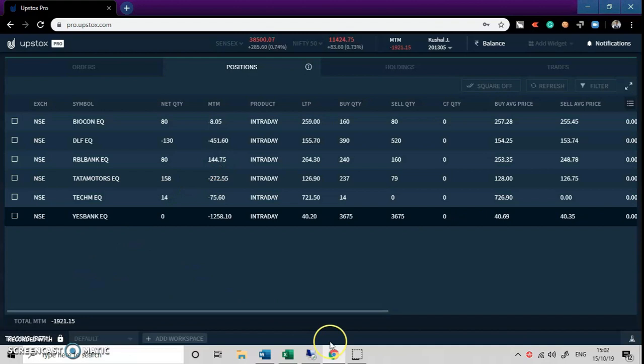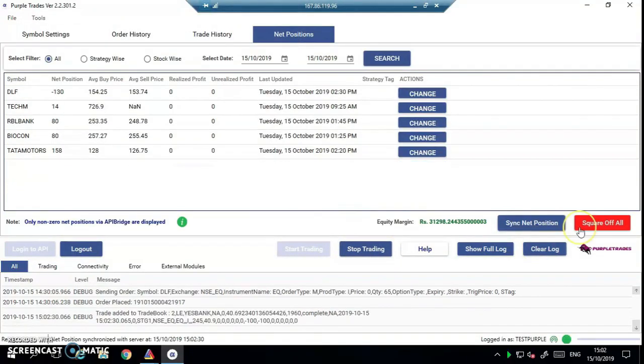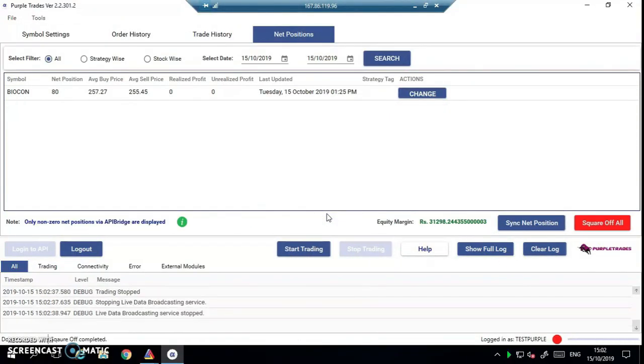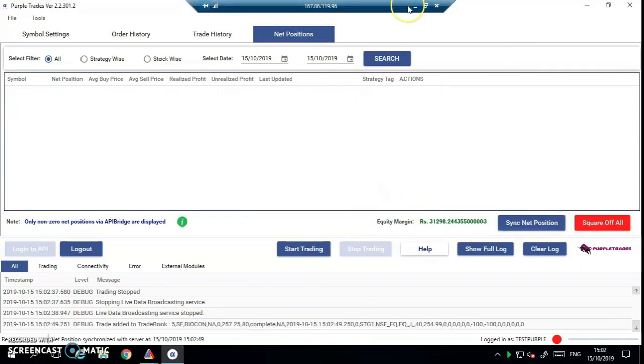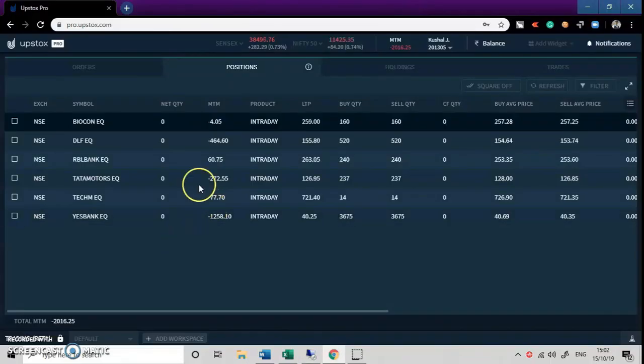I would square off all the positions right now. I can do it from my bridge itself. I click on square off all, and all the positions are squared off. So within a single click you will see that all the positions are squared off. There's no position left to square off. Going back to bridge to verify whether all the positions were squared off or not, you can see that they were, and totally, cumulatively, I made a loss of 2,000 rupees on the first day.